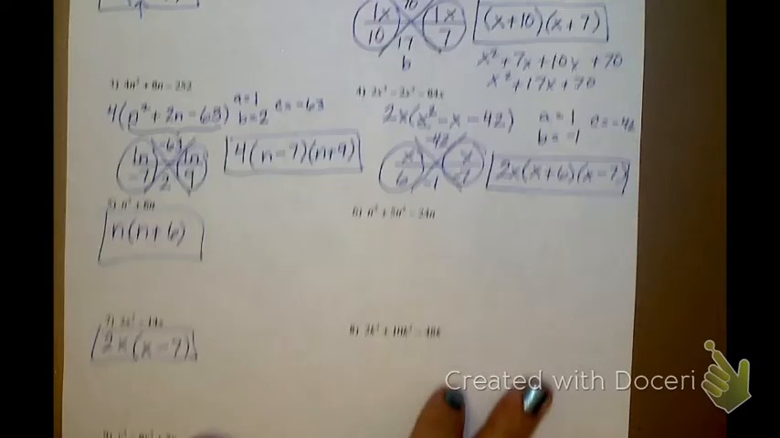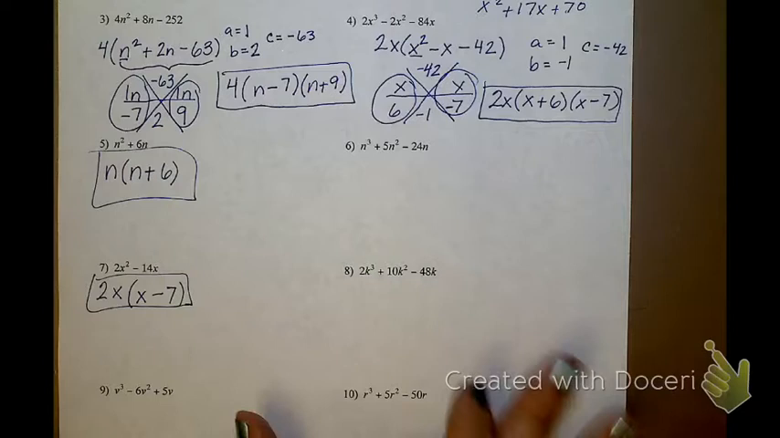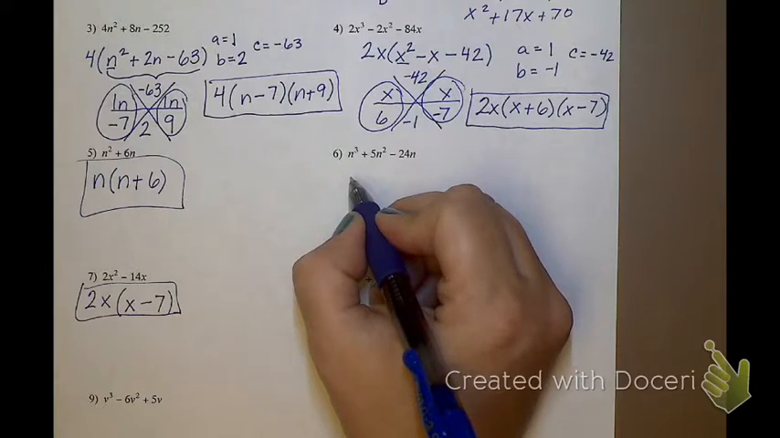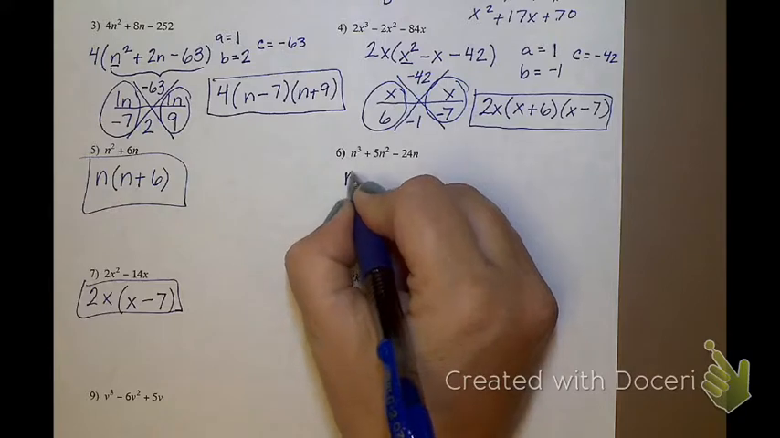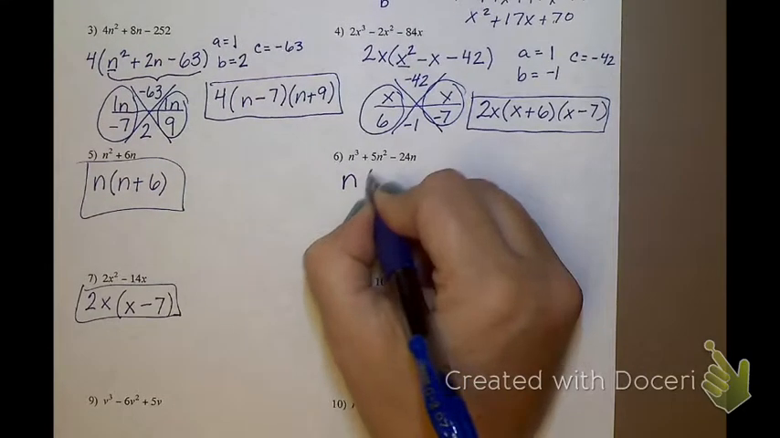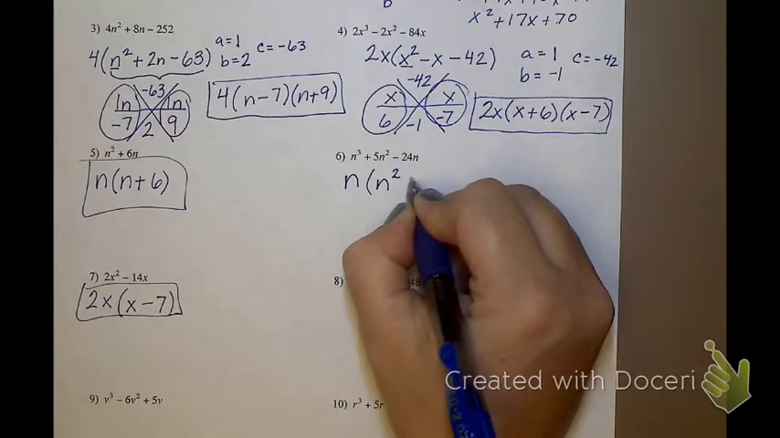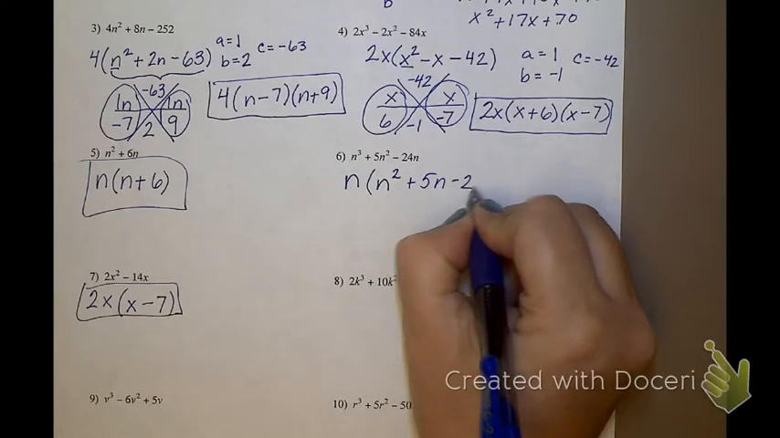Do I have time? Yes, I have time. Let's do another one. They don't get any harder. This is just where it's at, so we're just going to live right here for a little bit until this becomes easy. What can I take out here? Anything? N. What's left inside? N squared plus 5n minus 24.